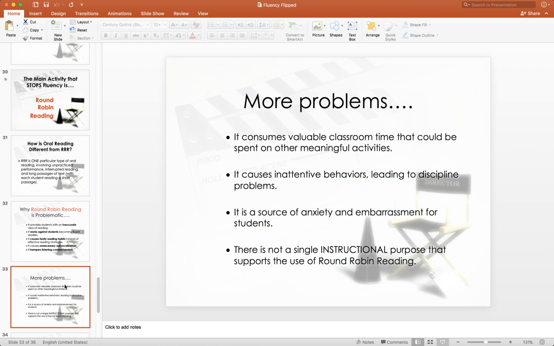More problems? Well, it takes up a lot of time. It causes inattentive behaviors, right? Leading to discipline problems, kids looking around, not wanting to do it. It's a source of anxiety and embarrassment. There's not a single instructional purpose that supports the use of round robin reading.